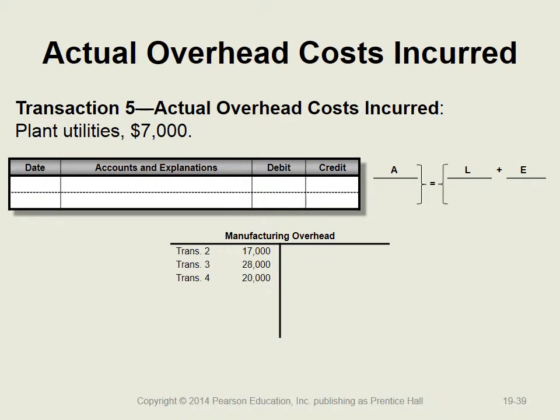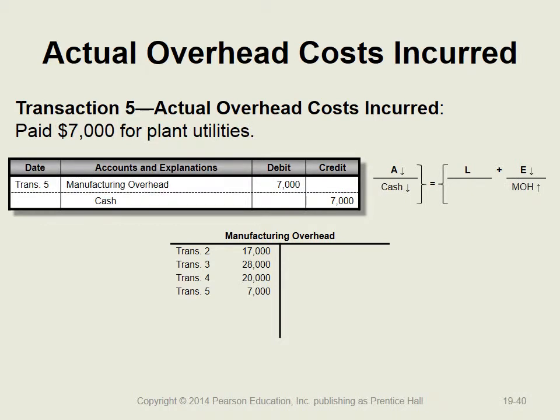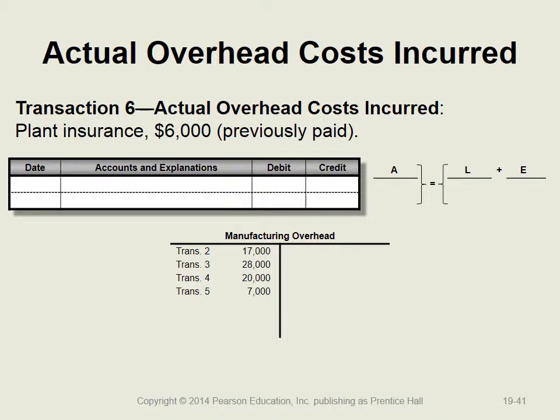In Transaction 5, plant utilities of $7,000 are paid. Manufacturing overhead is debited for the actual overhead cost of $7,000, and cash is decreased with the corresponding credit. Transaction 6, plant insurance of $6,000 that was previously paid expires. Manufacturing overhead is debited for the actual overhead costs of $6,000, and prepaid insurance is decreased with the credit for that same amount.